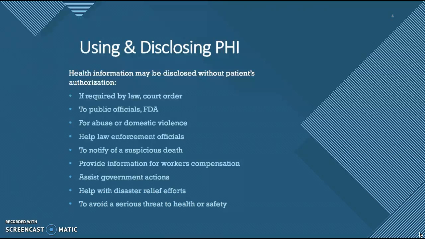Using and disclosing personal health information. Health information may be disclosed without patient's authorization in the following ways: if required by law, court orders, warrants, or subpoenas. To public officials, such as the FDA, regarding regulated products. For victims of abuse, neglect, or domestic violence. To help law enforcement officials, for instance, to help locate a suspect, fugitive, witness, or missing person. To notify of a suspicious death.